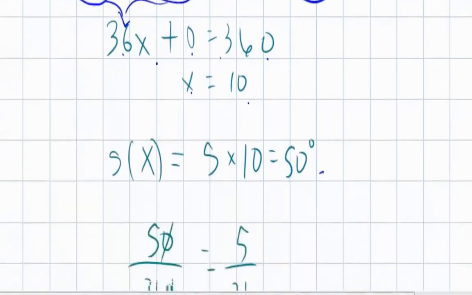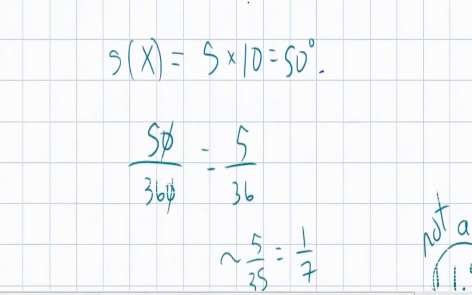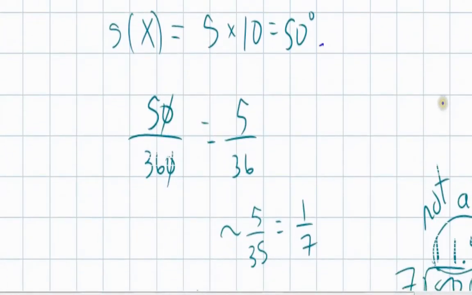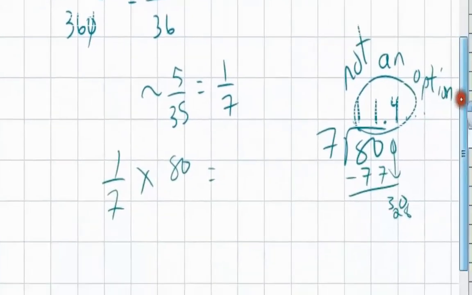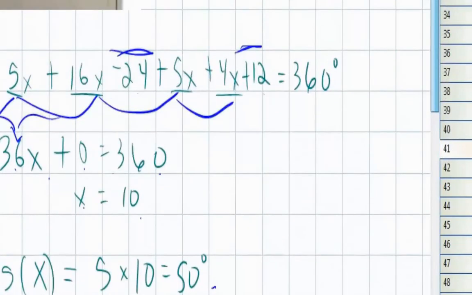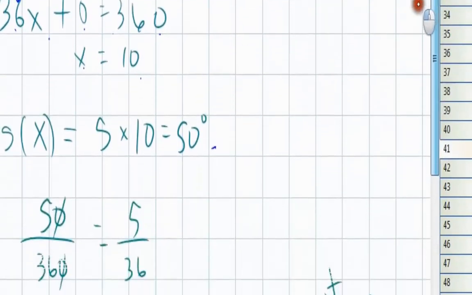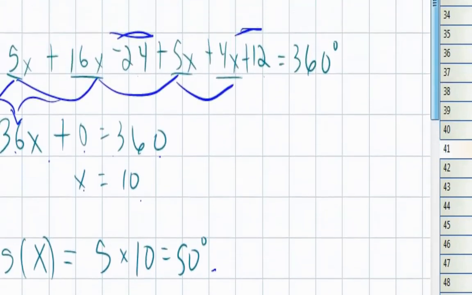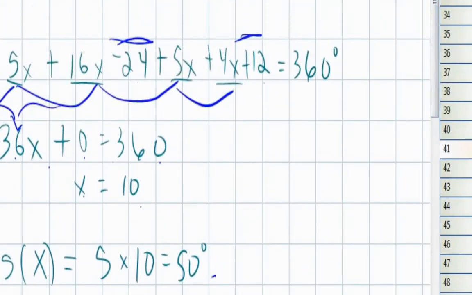So what you're going to do is say 50 out of the 360 is the same as saying 5/36, or approximately 5 over 35, which is 1/7. Well, what's 1/7 of 80? That would be 11.4, which is not an option. It's actually not anywhere near any of your options, and so you would leave it blank.